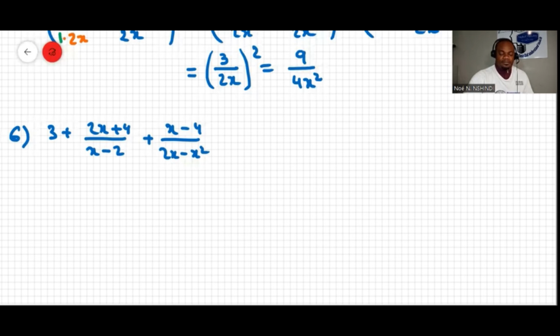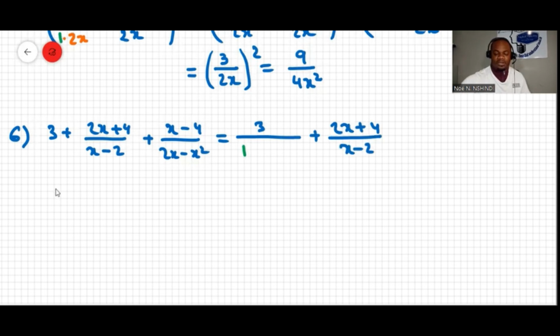Now, to solve this, again, we need to make the denominator common. But before we do, let's just factorize the denominator here. So it's like 3 over 1, when you don't see any denominator, and then plus (2x plus 4) over (x minus 2). You understand why I write it this way? You will understand now.